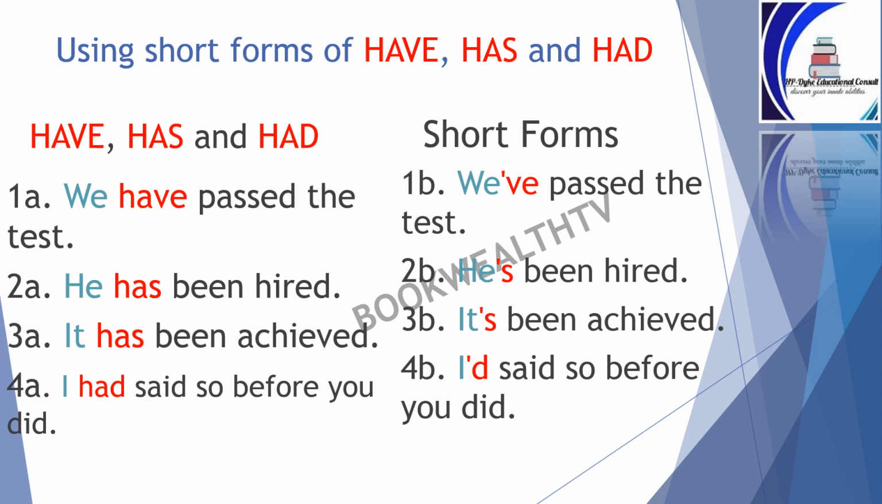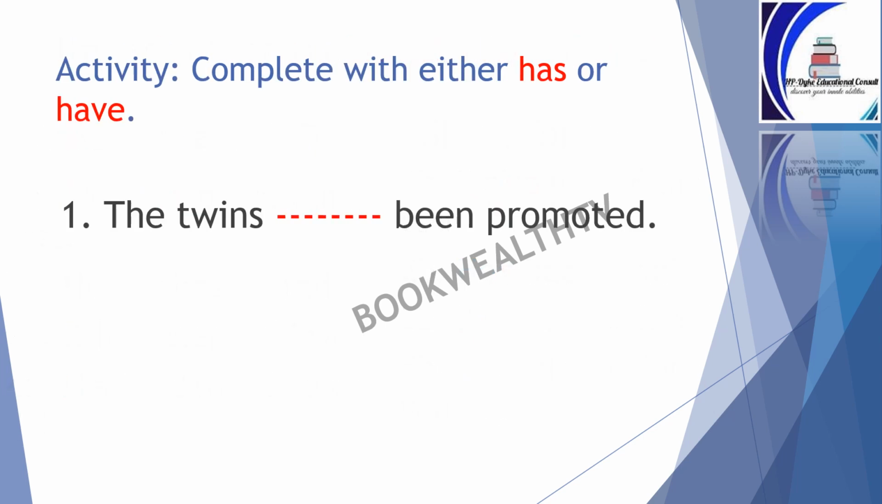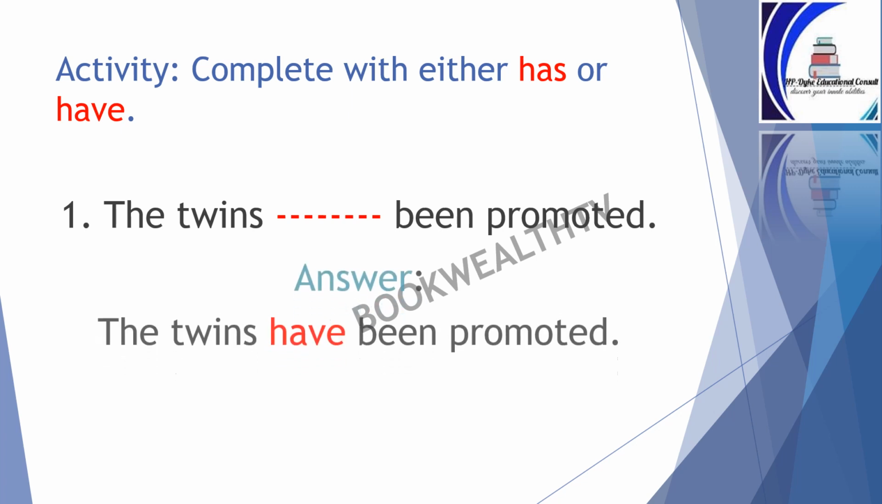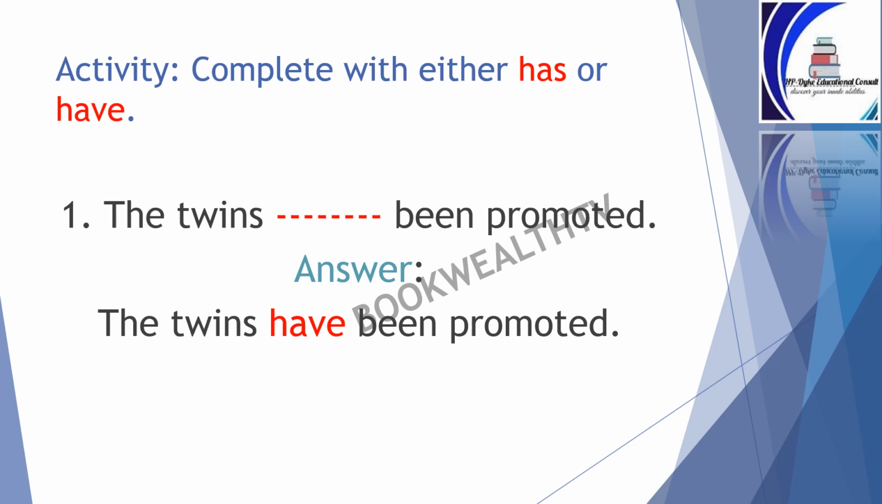Next is the activity slide. Activity. Complete with either has or have. The twins dash been promoted. The answer is the twins have been promoted. Remember that twins means two. That is why the answer is have. And as earlier mentioned, we use have for plural subjects.